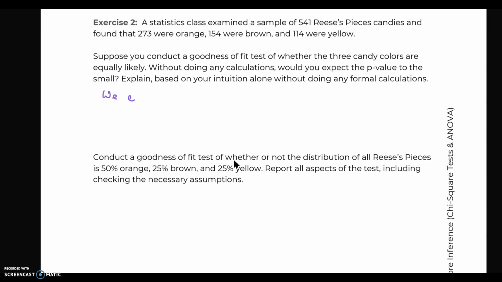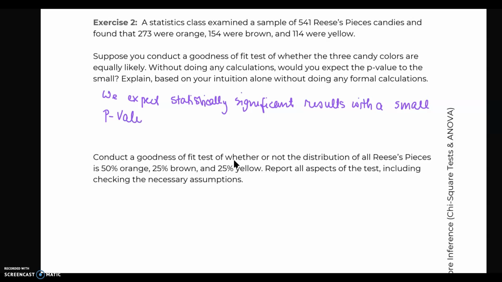So we expect statistically significant results with a small p-value, which would cause us to reject the null and therefore show that, yes, we are fairly certain that at least one of these is different.